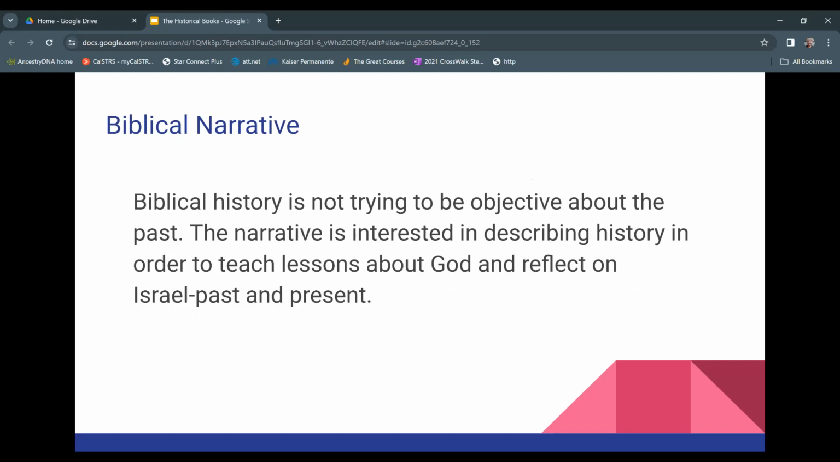Biblical history is not trying to be objective about the past. The narrative is interested in describing history in order to teach lessons about God and to reflect on Israel, both past and present. So there's no purpose of being objective. We have lessons to learn from this, and that is the purpose of reading it and studying.